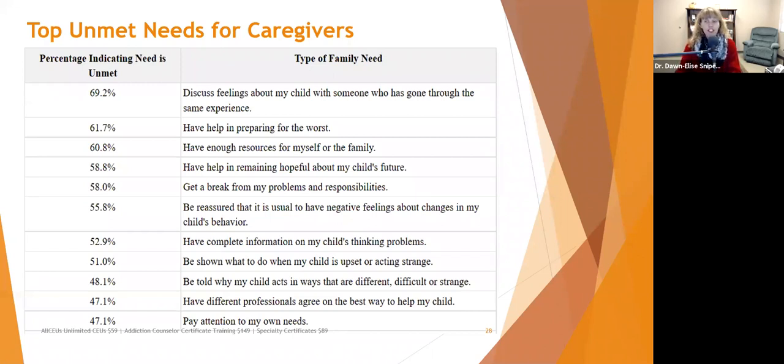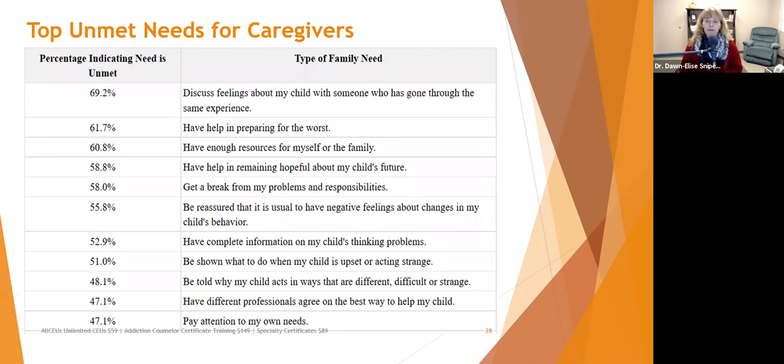Half of them want to be shown what to do when their child is upset or acting strange. They don't know. Think back to the first time, if you've been a parent, think back to the first time your child did something. I remember with my first child, the first couple of years, I was learning as I was going, and I was just like, I don't know what to do at this point. I'm out of options. I've gone through all my solutions. And then I'd call my mom or my mother-in-law and go, any ideas here?